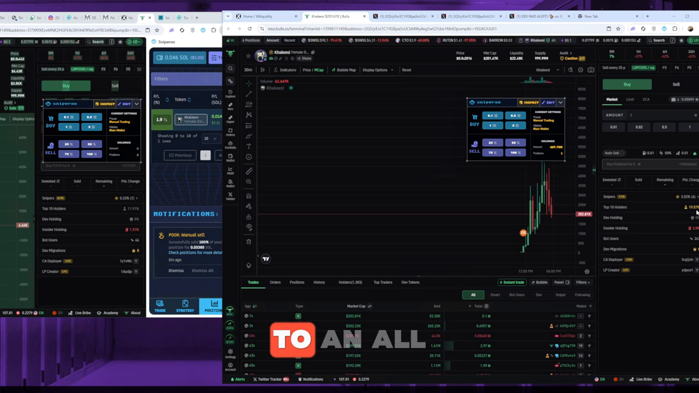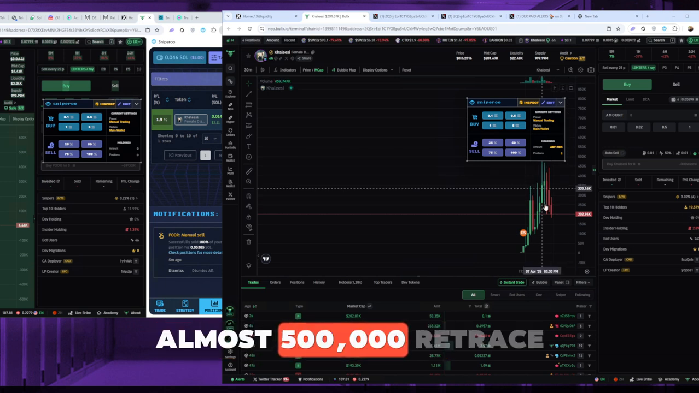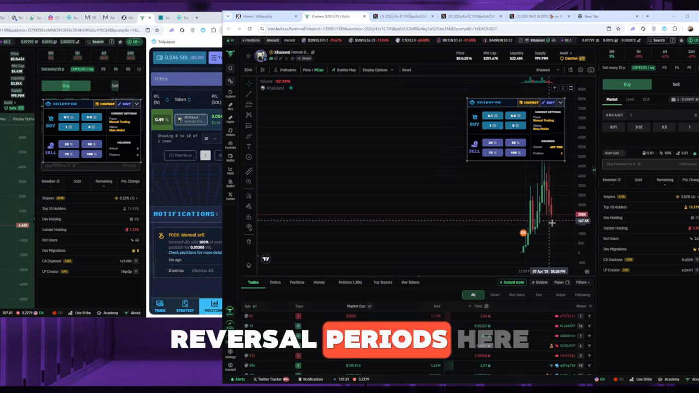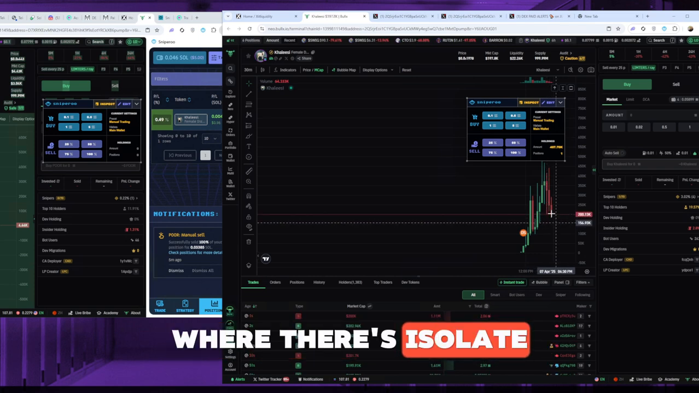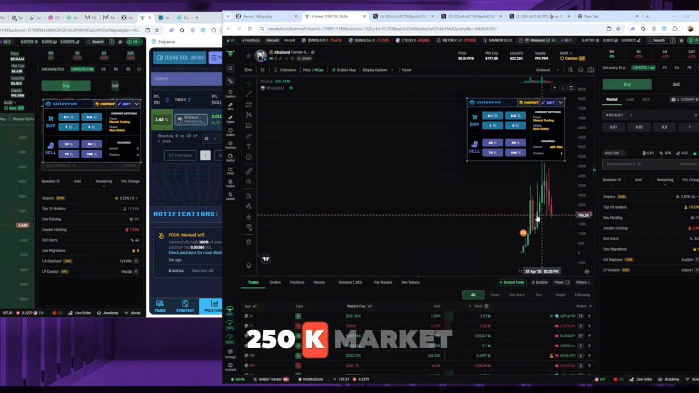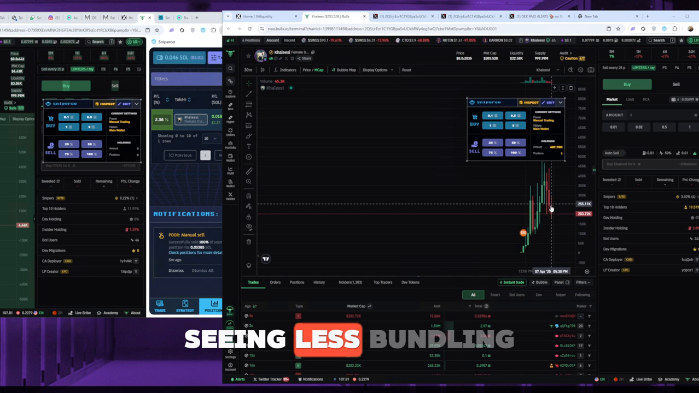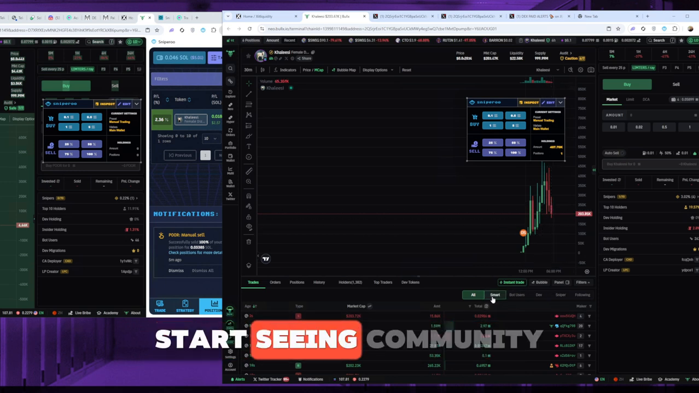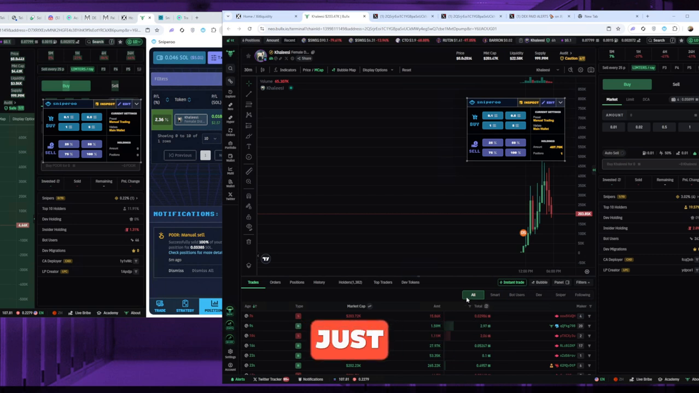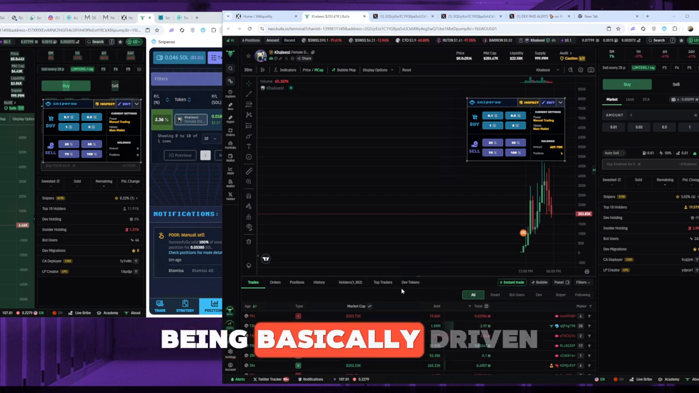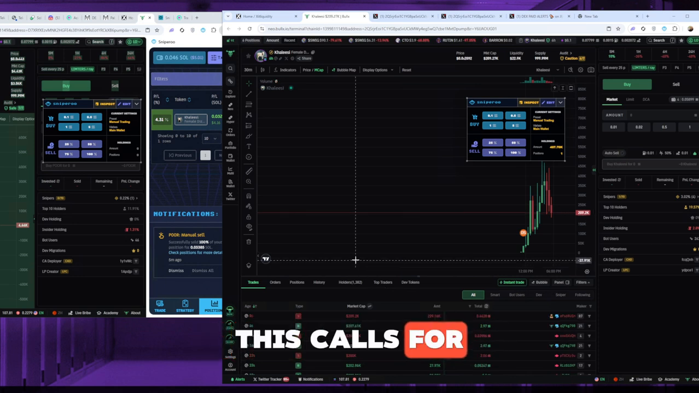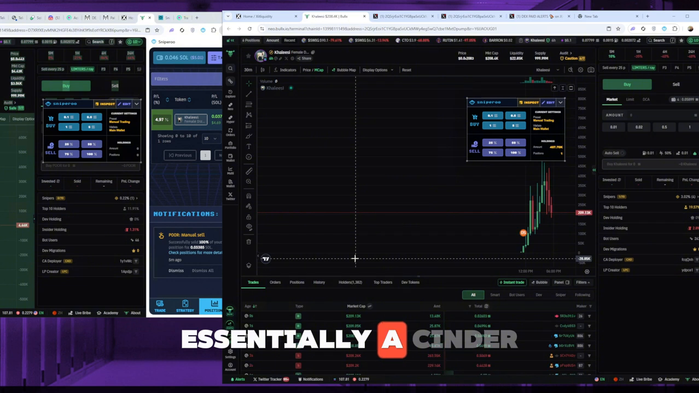It looks like it did reach an all-time high of almost 500,000, retraced to about 200K. You do want to get into these reversal periods, where there's basic consolidation. Once you get past 200K, 250K market cap, you start seeing less bundling. You start seeing community settlement. You start seeing numbers that are being driven by the floor being pushed up organically. This calls for essentially a sender.